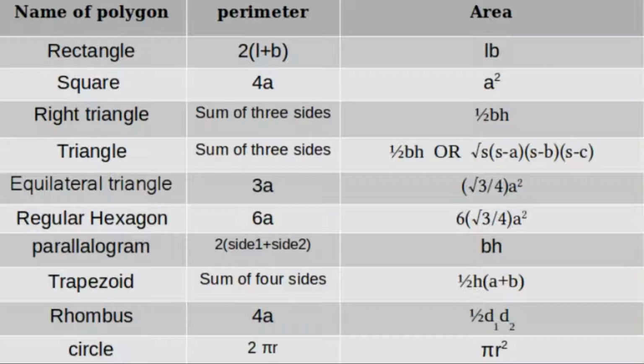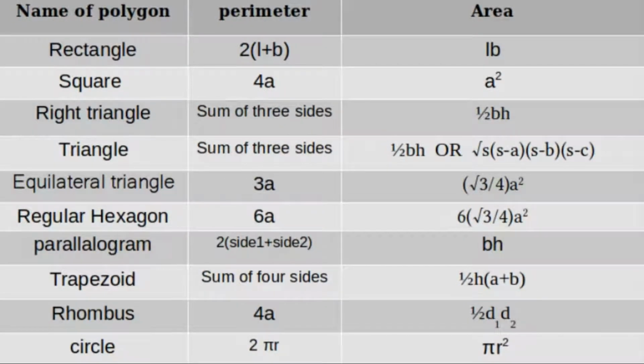Regular hexagon. The perimeter is 6a, where a is one side and the area is 6 into root 3 by 4 a square. A regular hexagon can be divided into 6 equilateral triangles. That is why its formula for finding the area is 6 into root 3 by 4 a square. Parallelogram. The perimeter will be 2 into side 1 plus side 2 and area will be b into h. b is one side and h is the perpendicular distance to the opposite side.